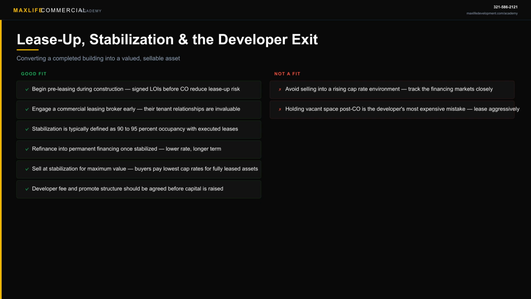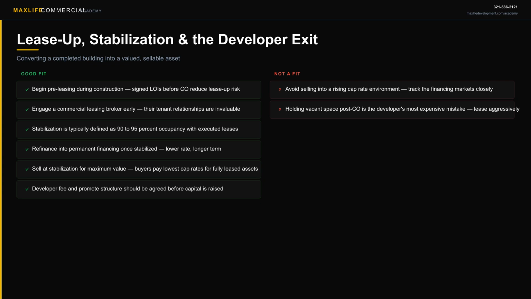You have broken ground. You have navigated construction. You have your certificate of occupancy. And now comes the phase that actually delivers your return, lease up and stabilization. The best developers start pre-leasing during construction. Getting a tenant to sign a lease before the building is complete is harder, but it dramatically reduces your risk.